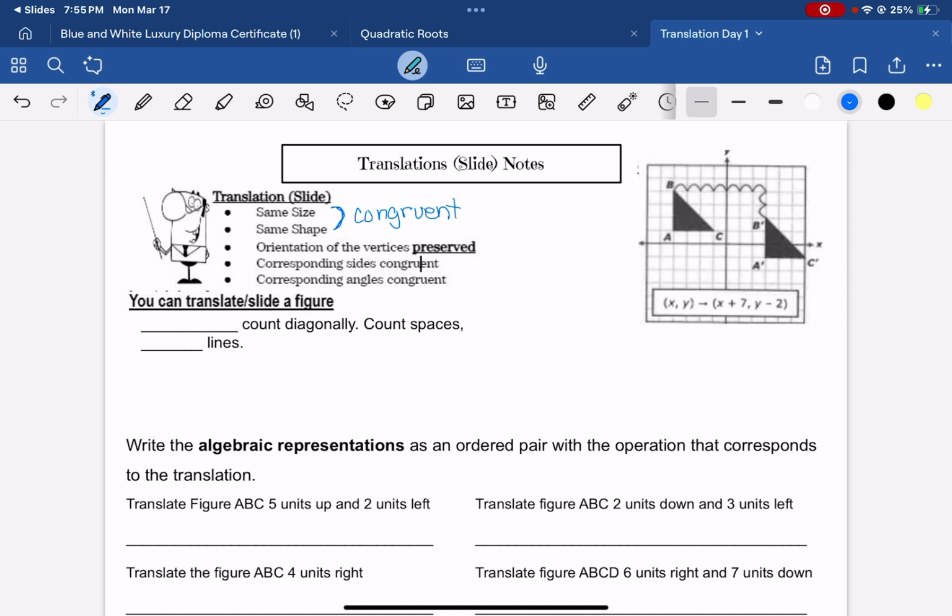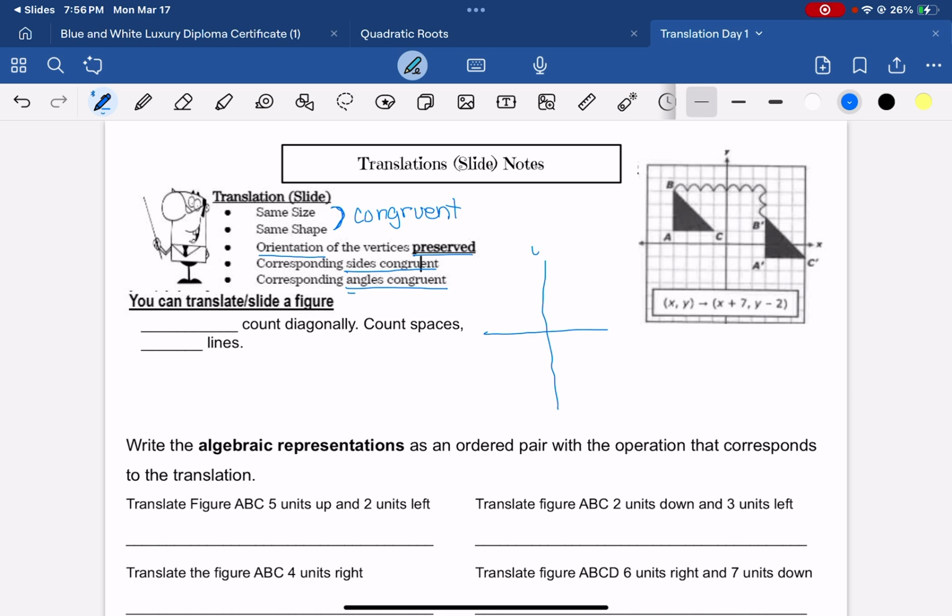Okay, so corresponding sides are congruent, corresponding angles are congruent, orientation is preserved because I'm not really changing the shape, I'm just sliding it. So orientation is preserved or maintained. Remember, it can be either word. We talked about that Friday. Okay, now we're going to draw a little shape, and we're going to draw this every day of this unit. Okay, because it helps us with our transformations.